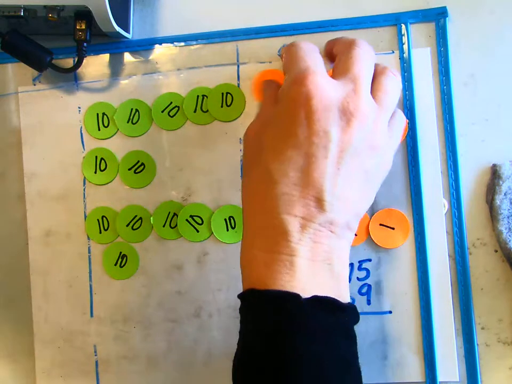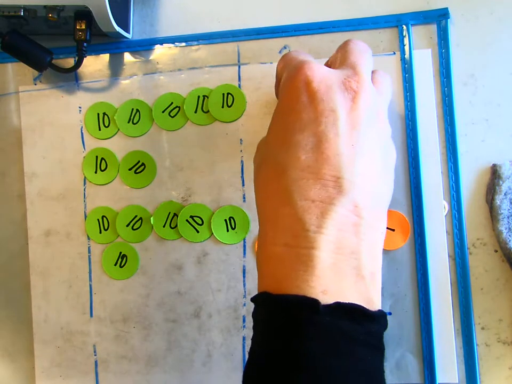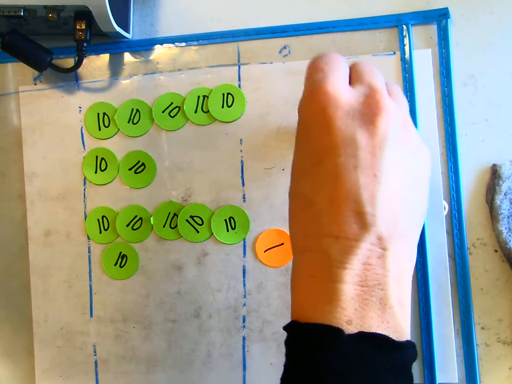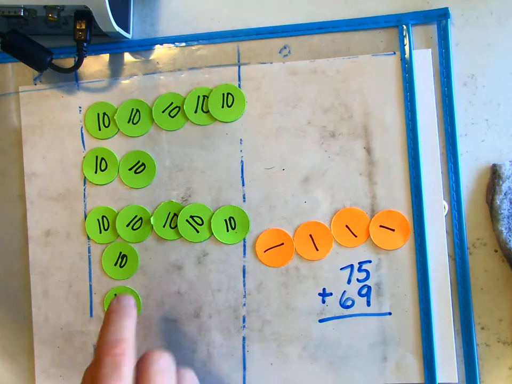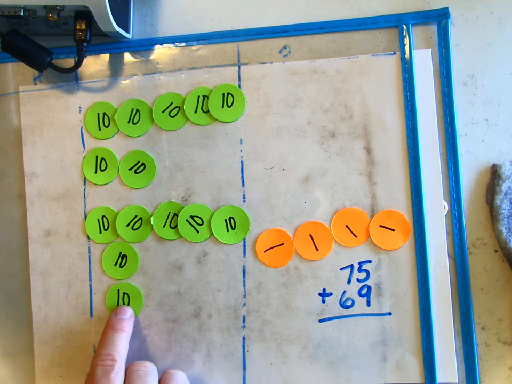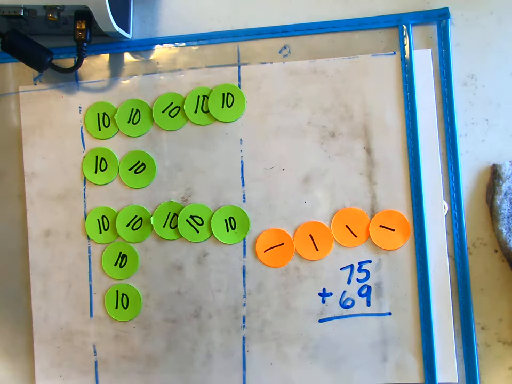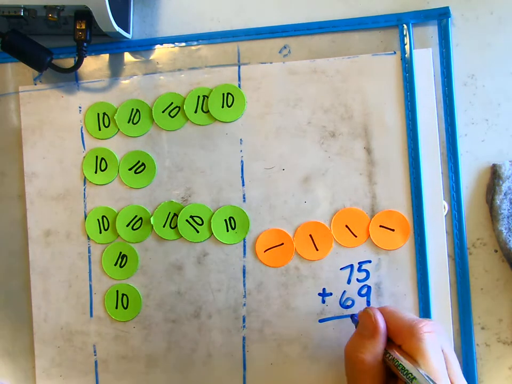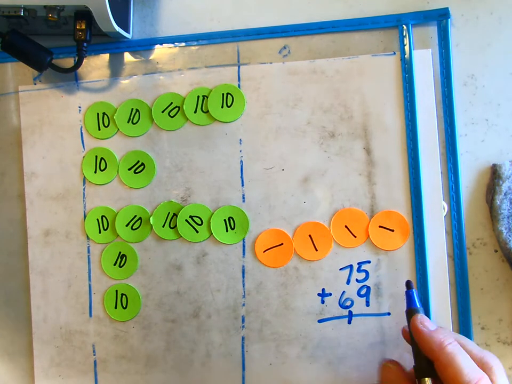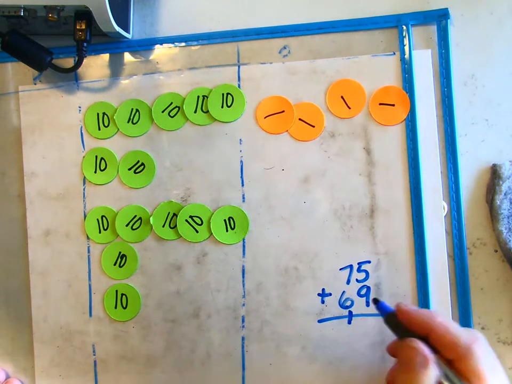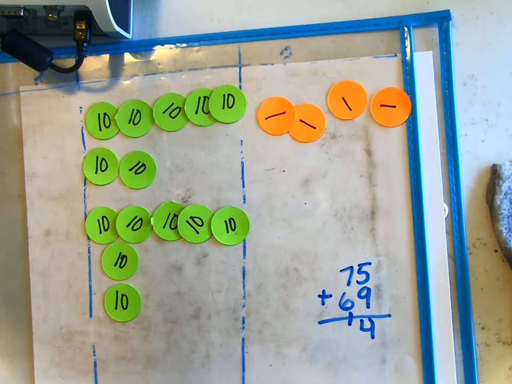Going to compose, bundle up the group of 10 ones, swap it out, and I'm going to add a 10 to the bottom of our 10 groups, and I'm going to record that by adding that 1 ten right there, the bottom of the tens, and I have 4 left in the ones place.